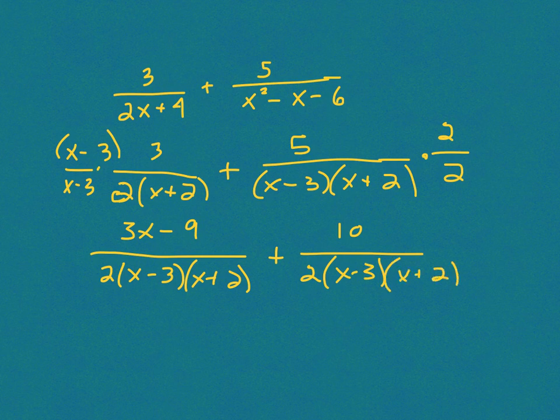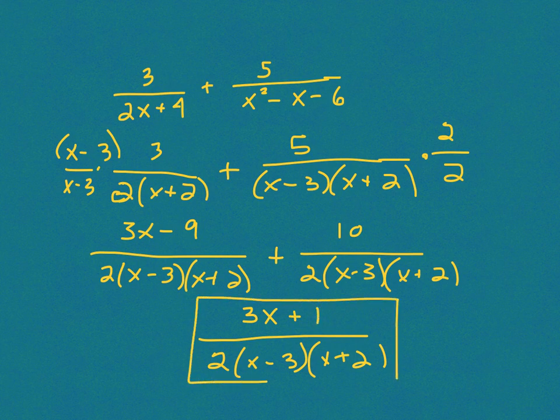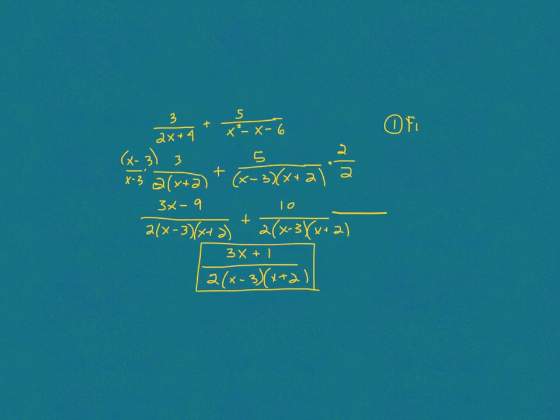So now that the bottoms are the same, we can add the tops. So we're going to keep the bottoms, which we can only do if they are the same, hence all that work. And on the top we're going to have 3x, and then we're going to have a negative 9 plus 10. And when we combine like terms, we can't do anything with the 3x. It doesn't have anything to combine with, but the negative 9 plus the 10 is going to give us plus 1.